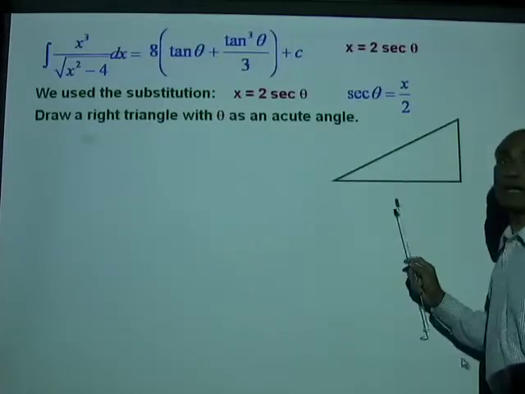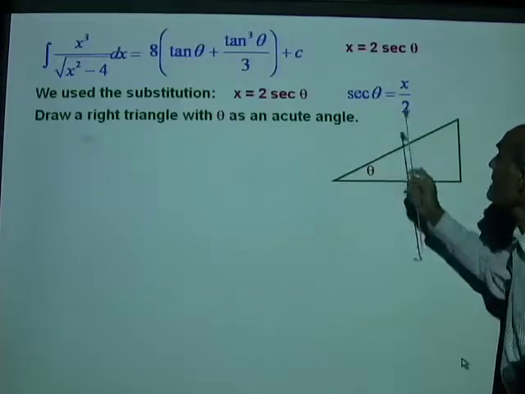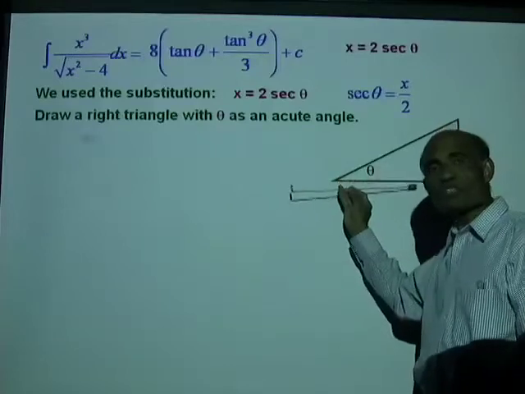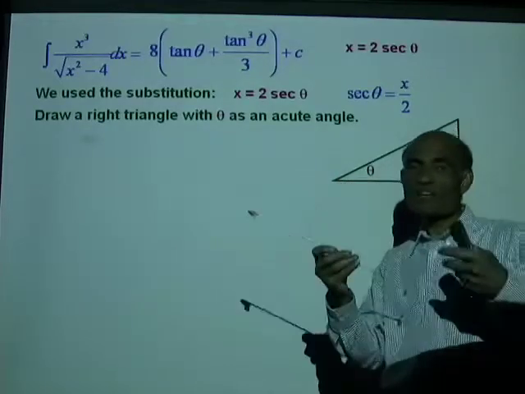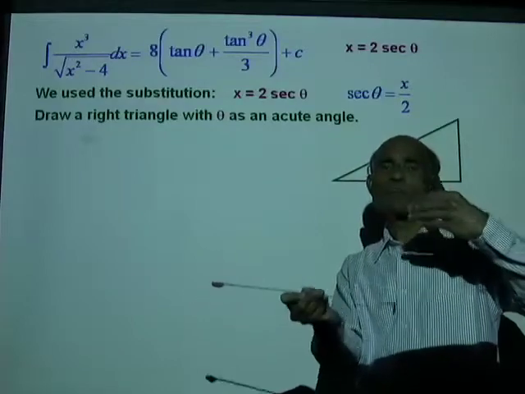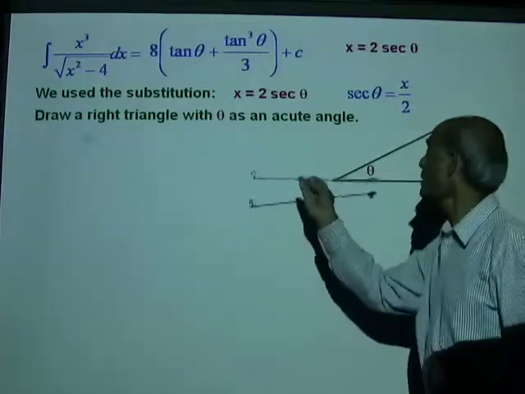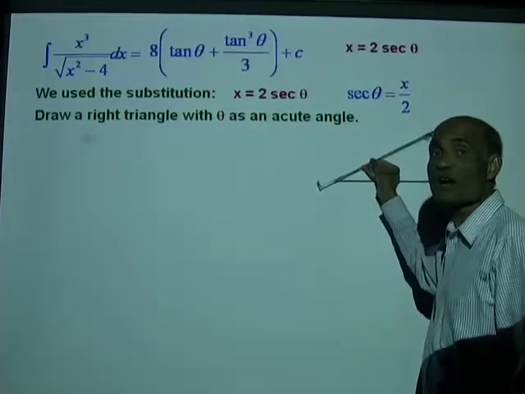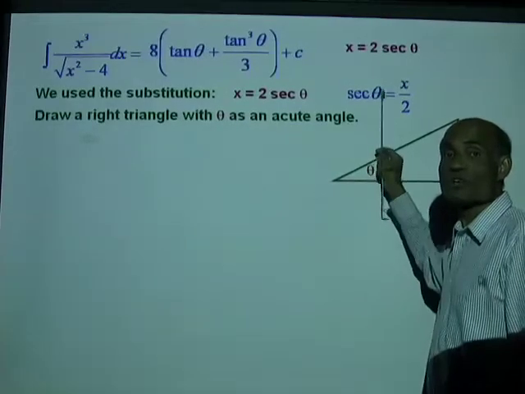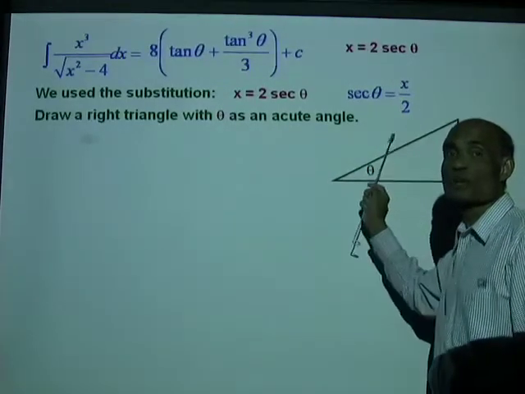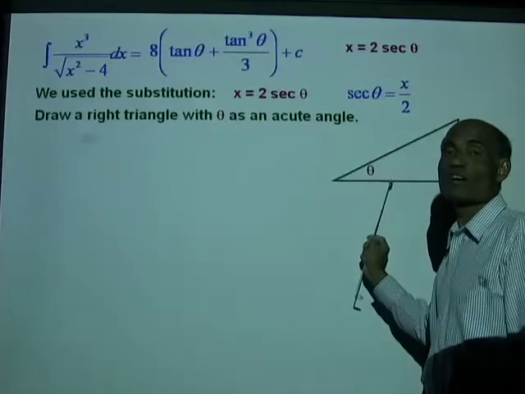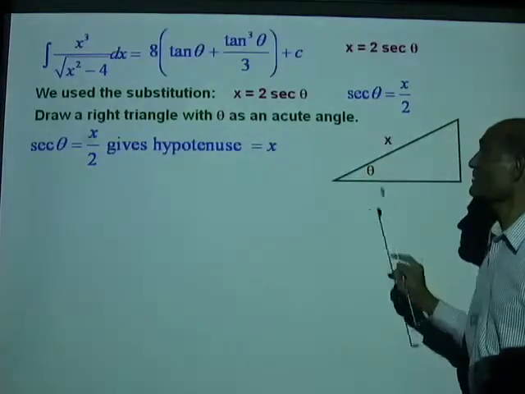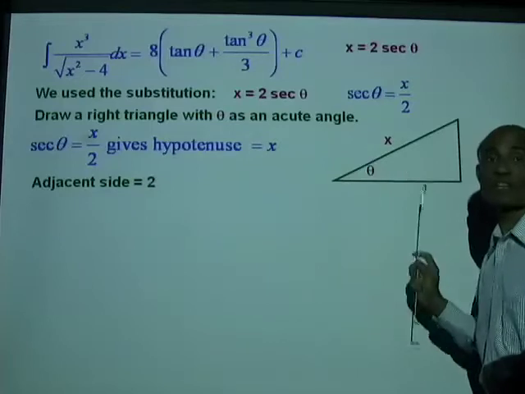Alright, let's draw the triangle here. This is the angle theta. What is the meaning of secant theta equal to x over 2? What ratio is secant theta? Remember, secant theta is the reciprocal of cos theta. Cos theta is adjacent over hypotenuse. Therefore, secant theta is hypotenuse over adjacent. So if secant theta is x over 2, it means the hypotenuse is x and the adjacent side is 2.